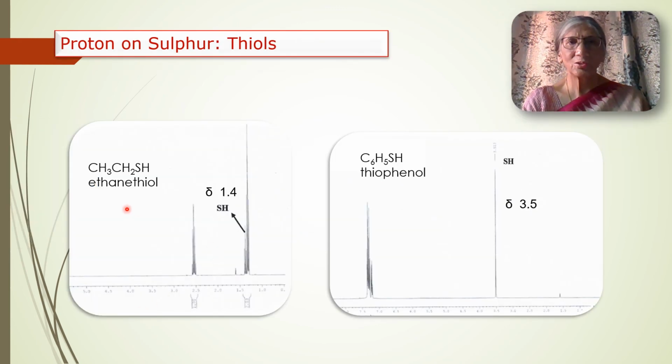Protons present on sulfur are also de-shielded, as we can see in case of thiols. In case of ethane thiol, the signal is seen at delta 1.4, and in thiophenol, the proton signal is seen at 3.5 delta value.